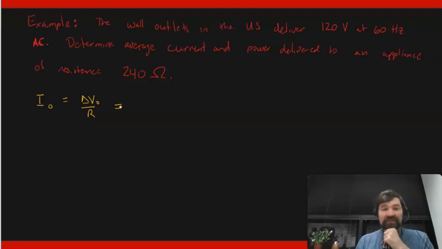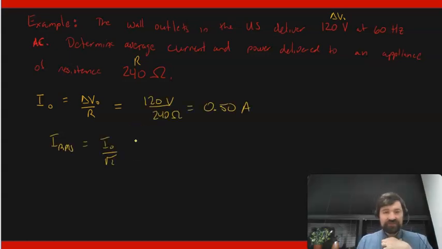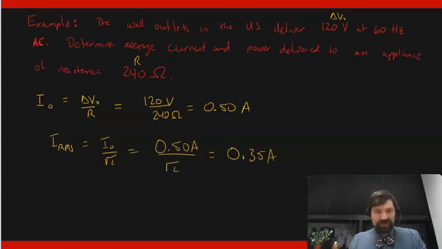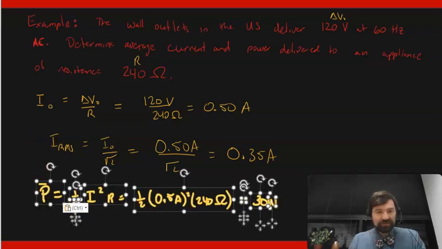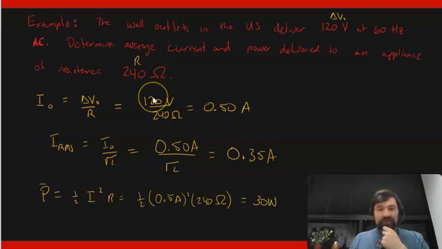The maximum current is the maximum voltage divided by the resistance. So we're looking at 120 volts divided by 240. That gives us 0.5 amps, and then divide by root 2 to get 0.35 amps. For the power, basically what you're going to do is square the peak current divided by 2.